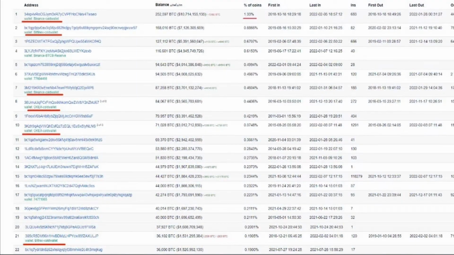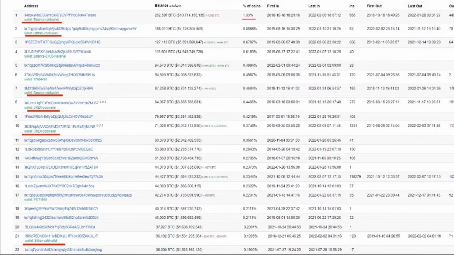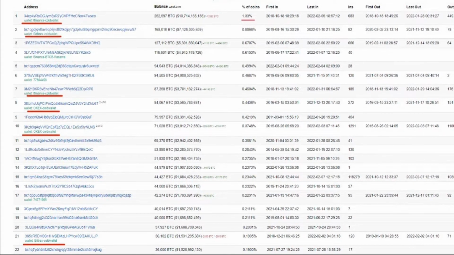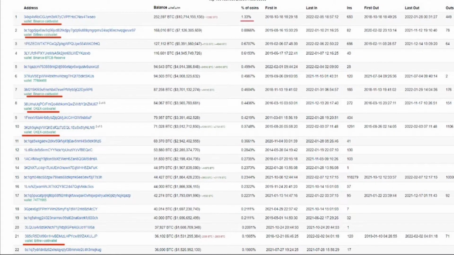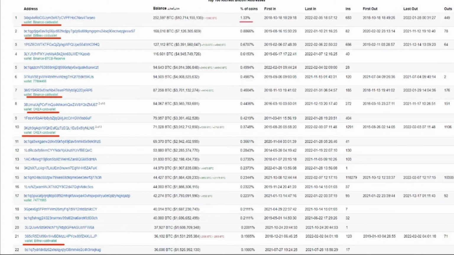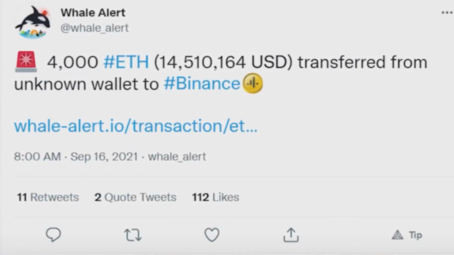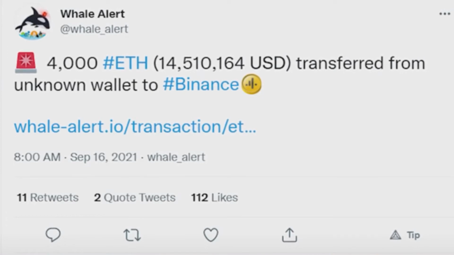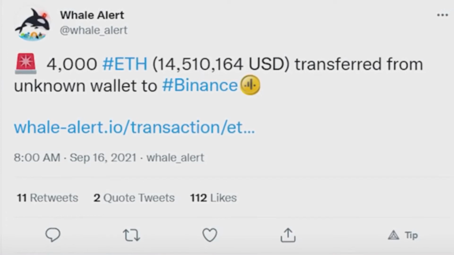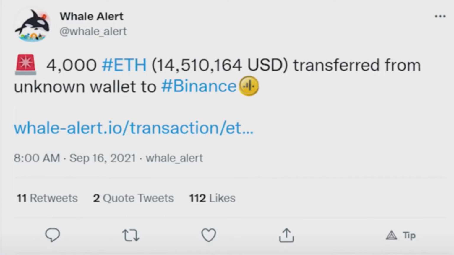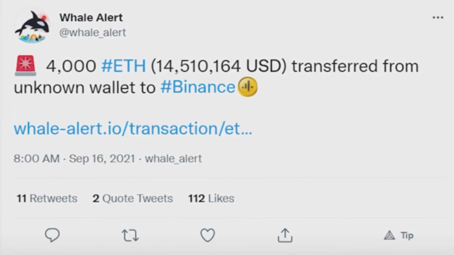Another thing BitInfo charts tells you is whether wallets belong to cryptocurrency exchanges. This is important to know because if a lot of BTC is moving into an exchange, it means people are selling, and if a lot of BTC is moving out of exchange wallets, it means people are hodling. When you see big investors, also known as whales, moving large amounts of BTC onto exchanges, it is generally considered as a very bad sign.